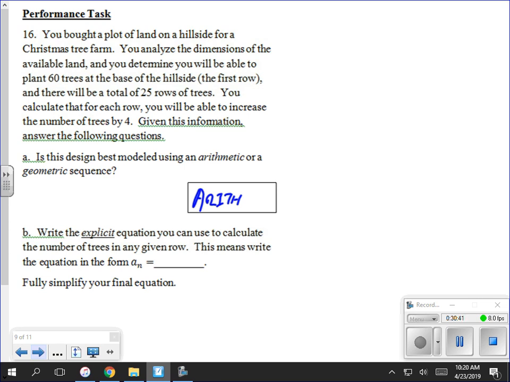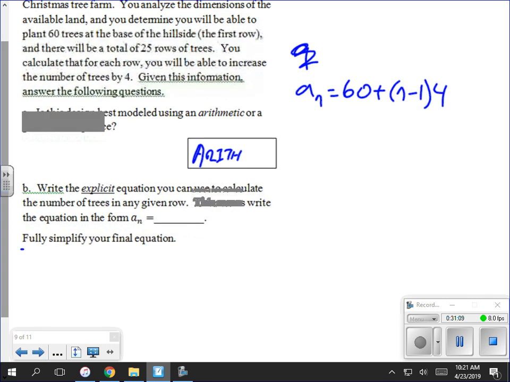My first term is, how many trees do I have in the first row? 60. How many am I going up by each time? 4. So a sub n is equal to 60 plus n minus 1 times 4. Now, there's an extremely important line in this question here, and it says, fully simplify your final equation.